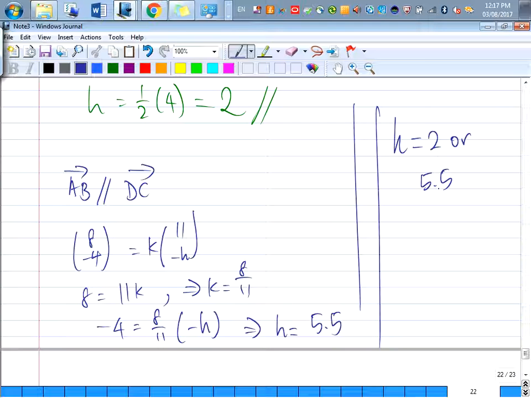A number of you only managed to get one of these values. So you must know that there are two possible ways to form the trapezium, which will result in two possible answers for H.